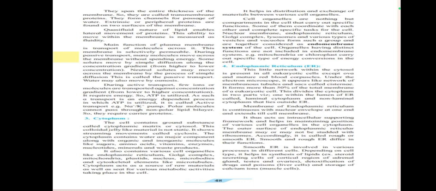Example: mitochondria or chloroplast carry out specific types of energy conversions in the cell. Endoplasmic reticulum (ER). This network within the cytosol is present in all eukaryotic cells except the ova and mature red blood corpuscles. Under the electron microscope, it appears like a network of membranous tubules and sacs called cisternae. It forms more than 50% of the total membrane of the eukaryotic cell. It divides the cytoplasm into luminal cytoplasm and extra-luminal cytoplasm that lies outside the ER.